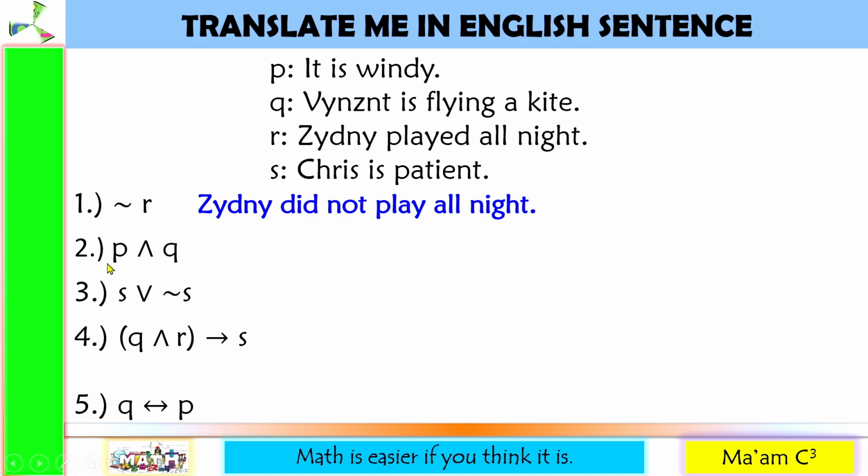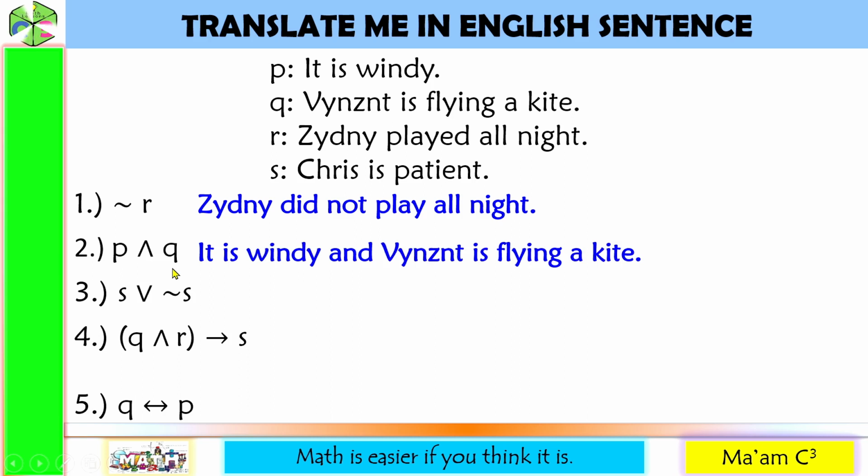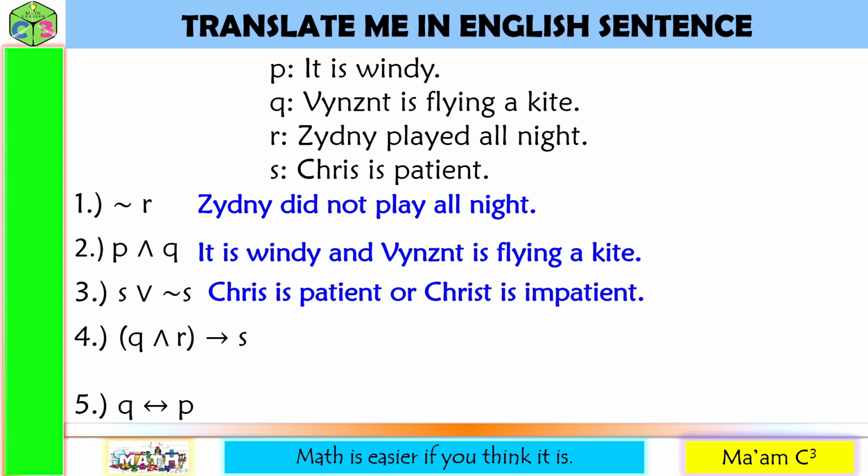Number two, P and Q. My P is it is windy, and then I have here and, Q is Vincent is flying a kite. Number three, I have here S or not S. S is Chris is patient. Or I am going to negate S, so I could say Chris is not patient or Chris is impatient.